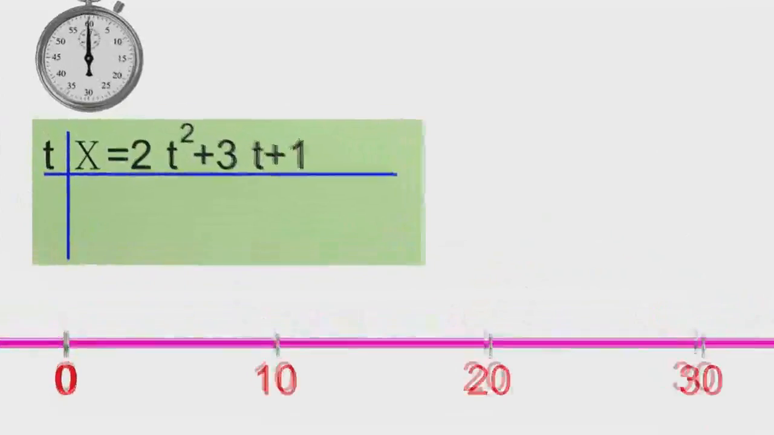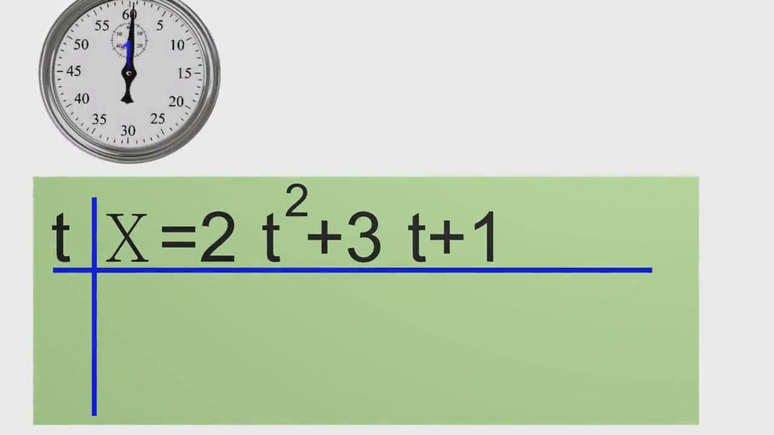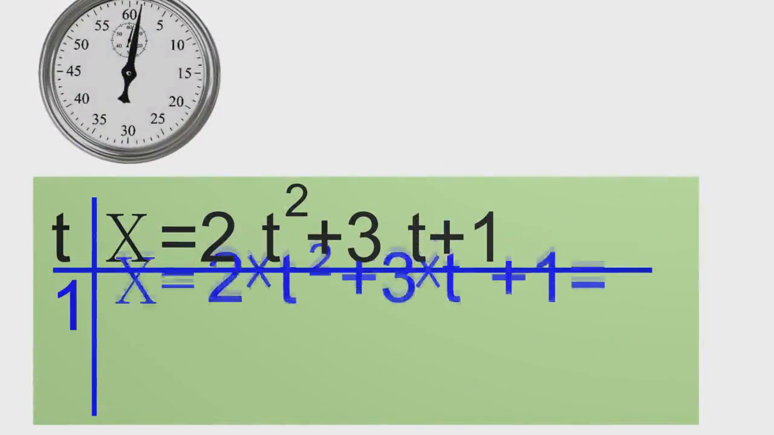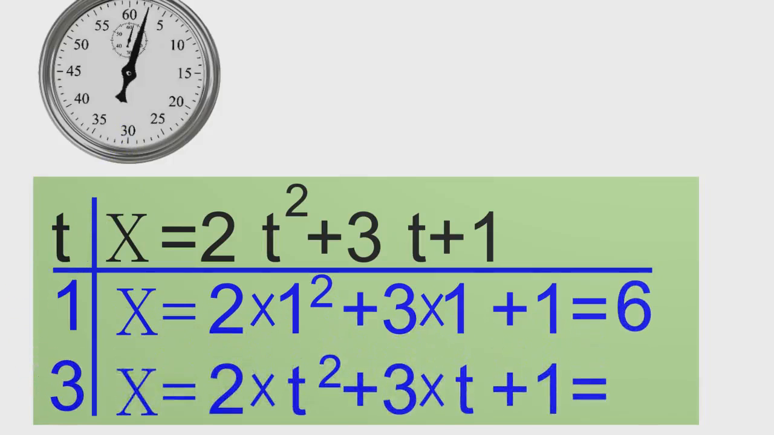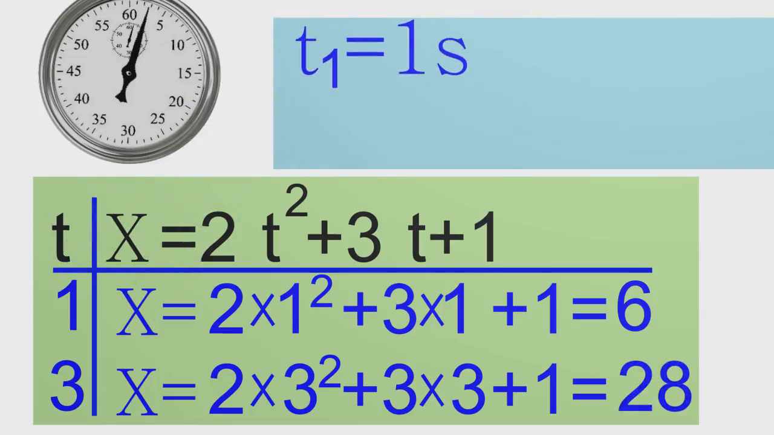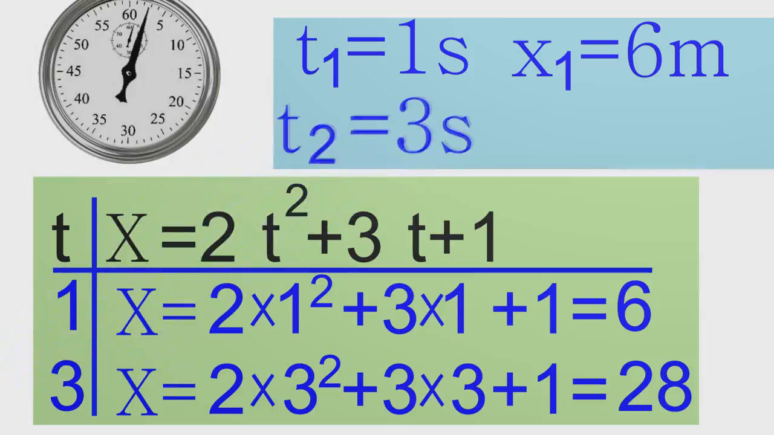We calculate the moving object's position at both moments. Instead of t we put 1 in the equation and do the calculation. The number 6 is obtained, that is, at moment 1, it is at a location 6 meters from the origin of the coordinates. Instead of t we put 3 in the equation and do the calculation. The number 28 is obtained, that is, at moment 3 it is at a place 28 meters from the origin of the coordinates.